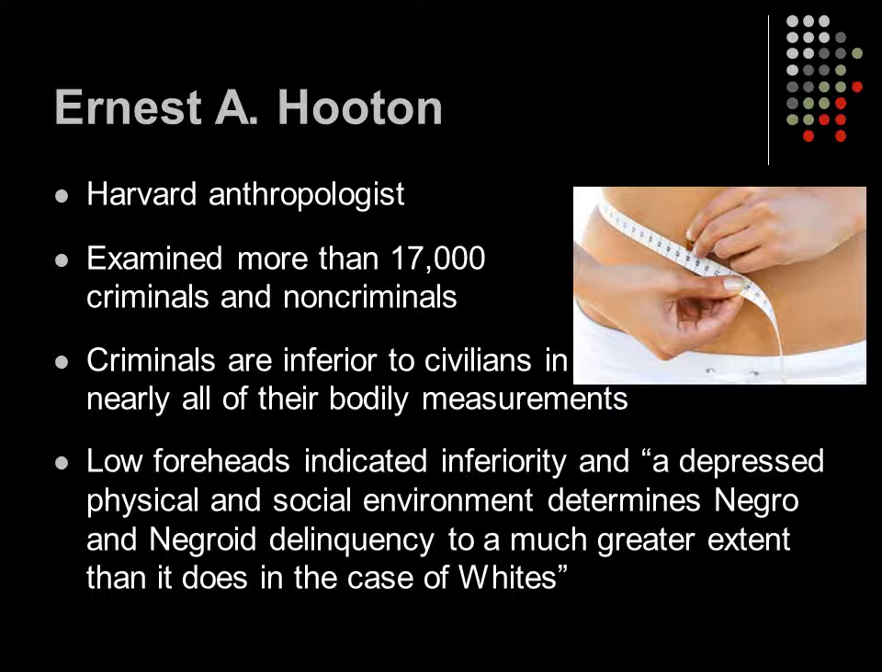Ernest Hooton was a Harvard anthropologist, and he did similar kinds of experiments. He examined over 17,000 criminals and non-criminals. And again, he said that they were inferior to civilians in nearly all of their bodily measurements, although it's difficult to really say what that means. But what Hooton talked about was, again, some of these same kinds of what they saw as evolutionary characteristics that were not as advanced as other people.